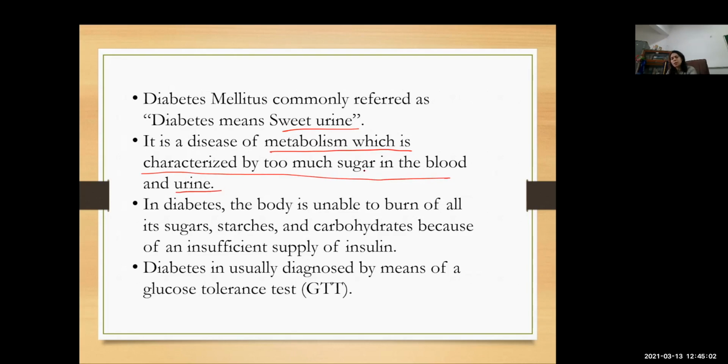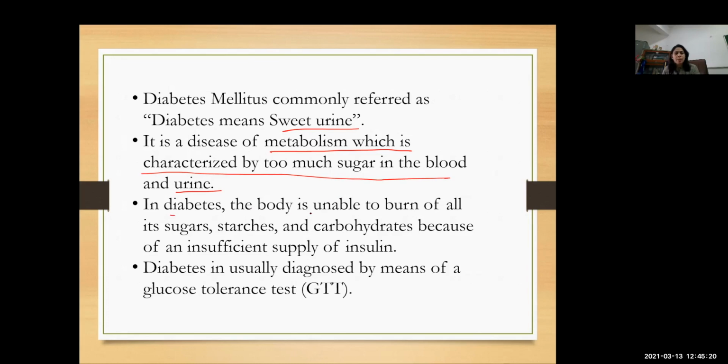So we cannot say diabetes as we can say fever, that we are having fever. We cannot say that we are having diabetes at this point of time, right? There are certain measures which are to be fulfilled before declaring that a person is having diabetes.